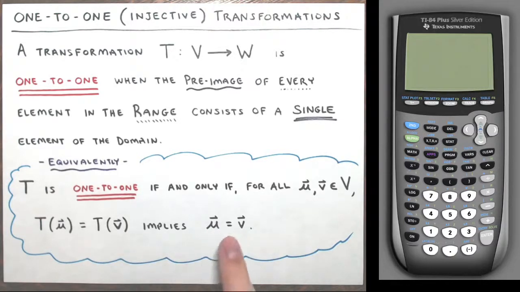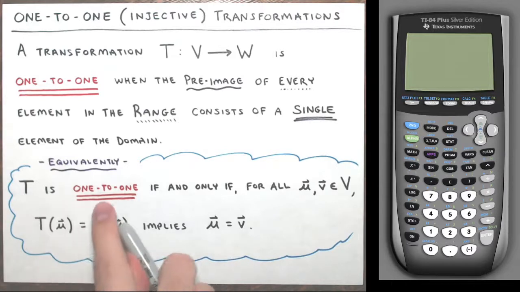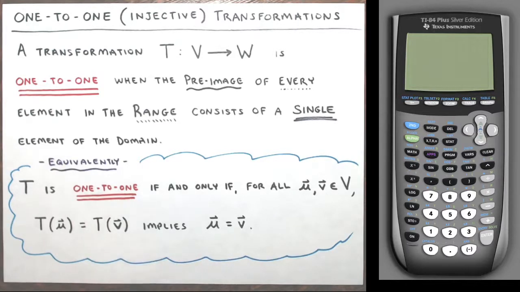They can't be different, because if T is one-to-one, that means that two different inputs cannot go to the same output. So if we're starting with the output being the same, if T is one-to-one, then these inputs, the U and the V, can't be different. They have to be the same as well.